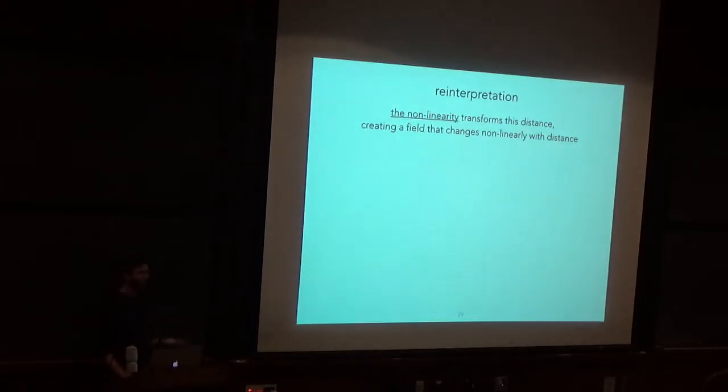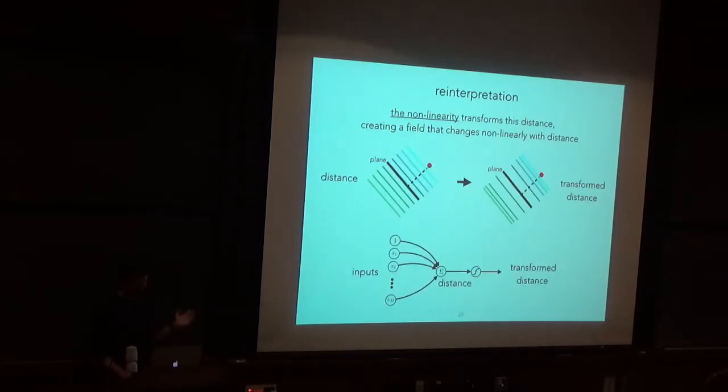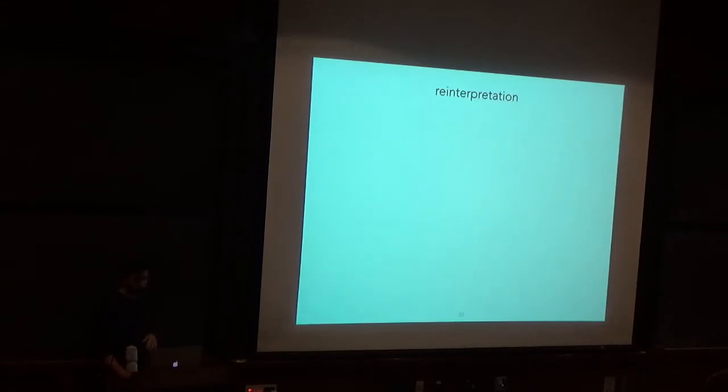And what is the nonlinearity doing? Well, you can think about this distance function that emanates out from this hyperplane defined by the weight vector. And we're going to just transform that in some way, in a nonlinear way. So we're going to convert that distance that we just calculated into a transformed distance. So that's what's going on through this artificial neuron.